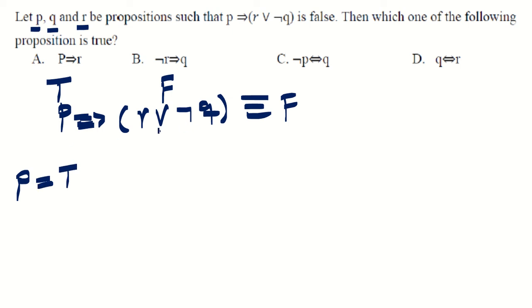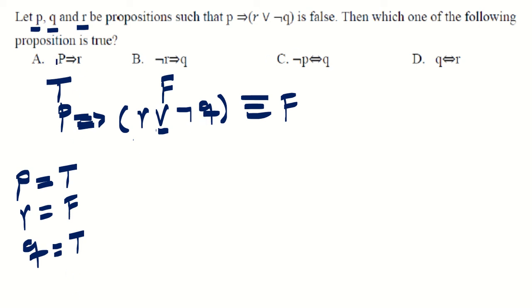And the conclusion is an or. In case of or, to be false, both must be false. That means R must be false, and negation Q must also be false, which means Q is true. So the whole being false means each of them must be false: R is false and negation Q is false, so Q is true.